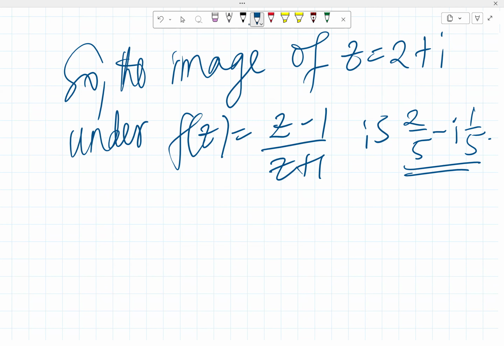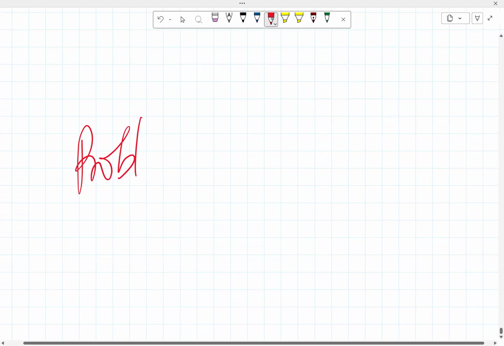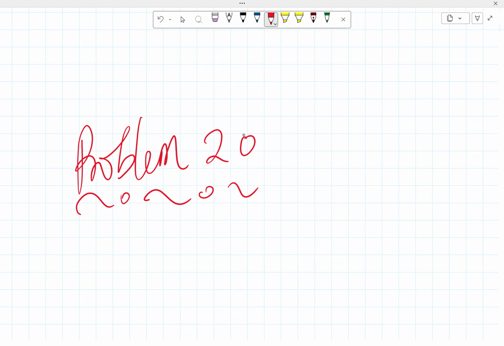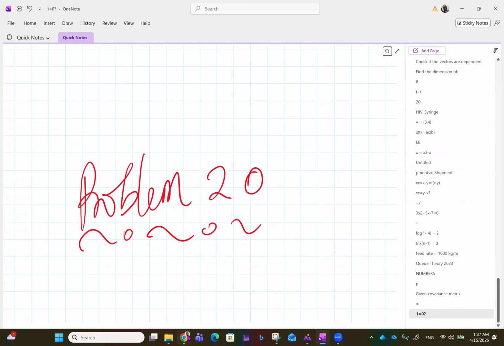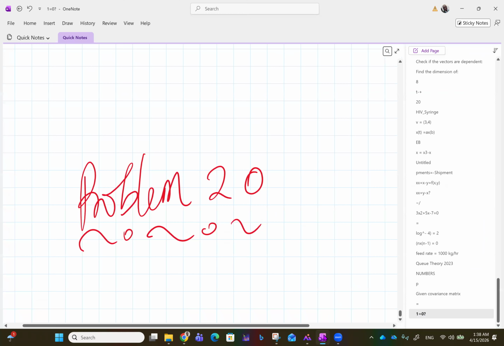Then we'll move on to question 20. That's problem 20, which is a bit longer than the other question we just did. So let's look at question 20 again. For question 20, we verify that the composition of two Möbius transformations is again a Möbius transformation. So f of z is az plus b over cz plus d. g of z is ez plus f over gz plus h. Show that f of g of z has the same form.